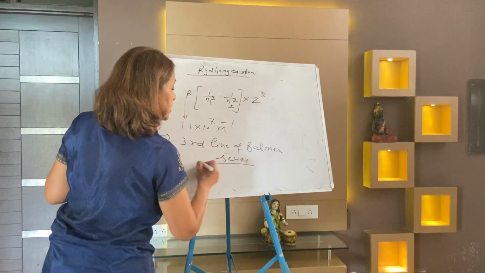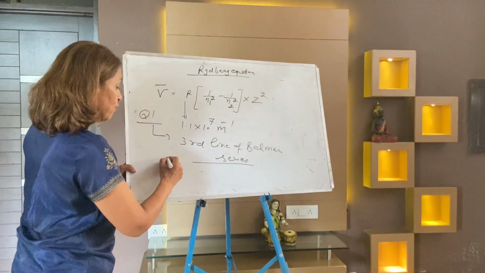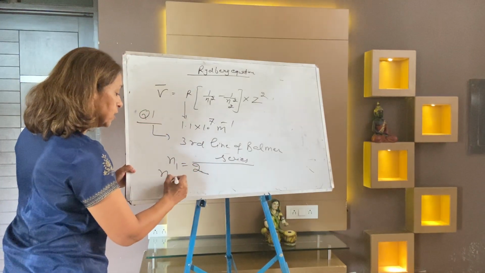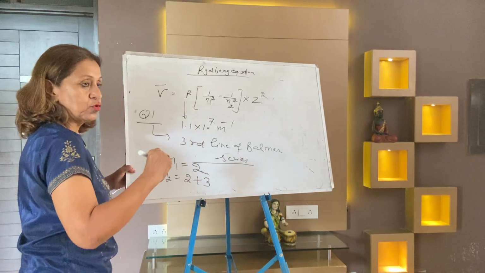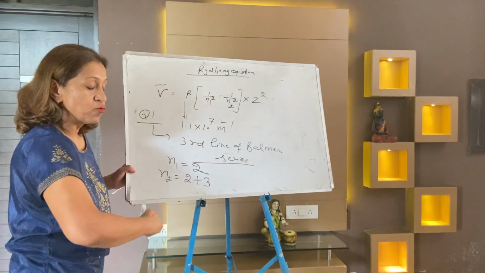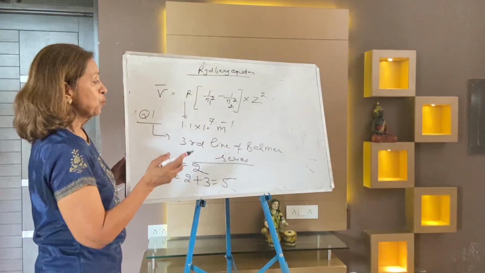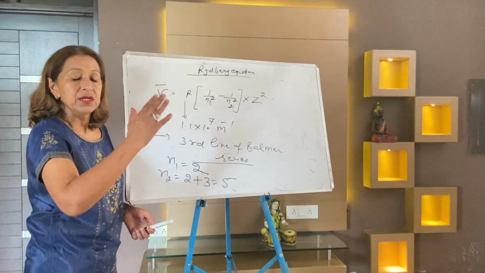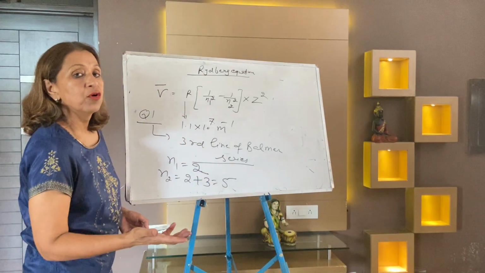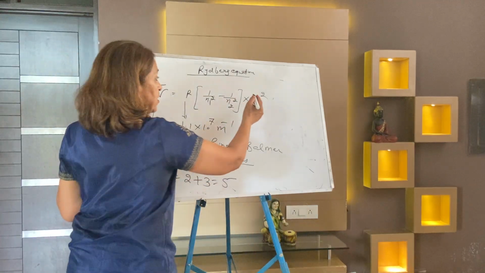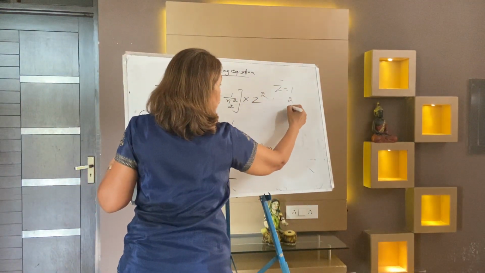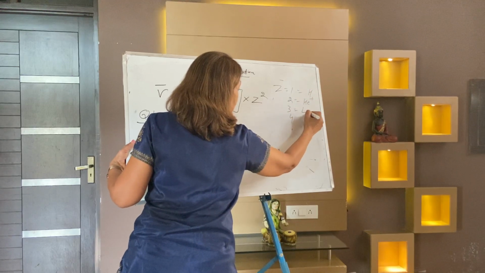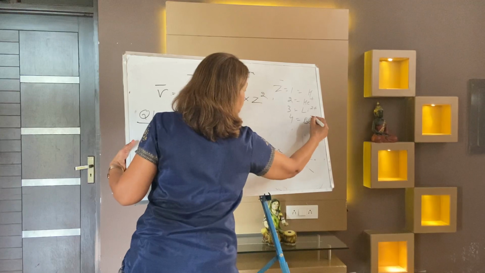What will you do, students? Lyman, Balmer. For Balmer, N1 is 2. For the third line, you will add this. So you will add the number of the line to the ground state number. So N2 is 5. You put here your Z is 1 for hydrogen, 2 for helium plus, 3 for lithium 2 plus, and 4 for beryllium 3 plus. So Z is 1, 2, 3, 4.